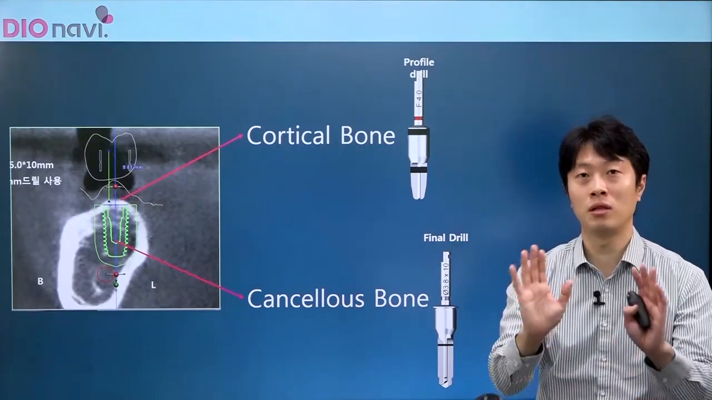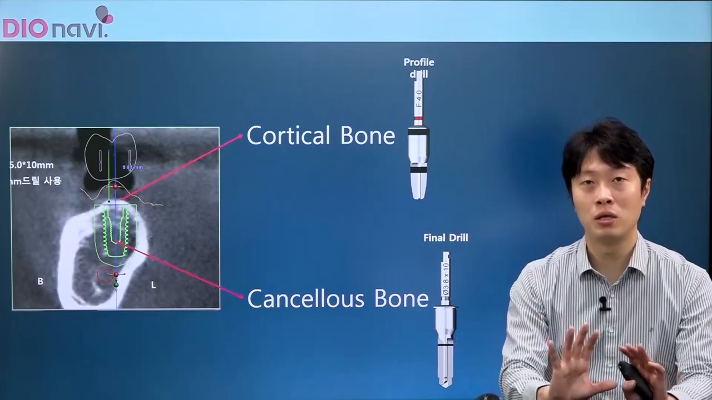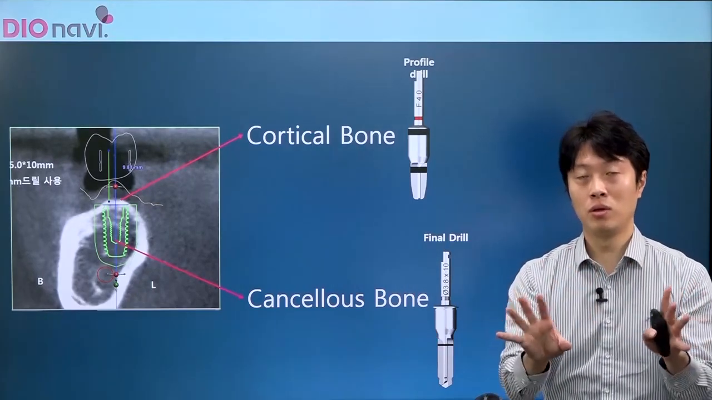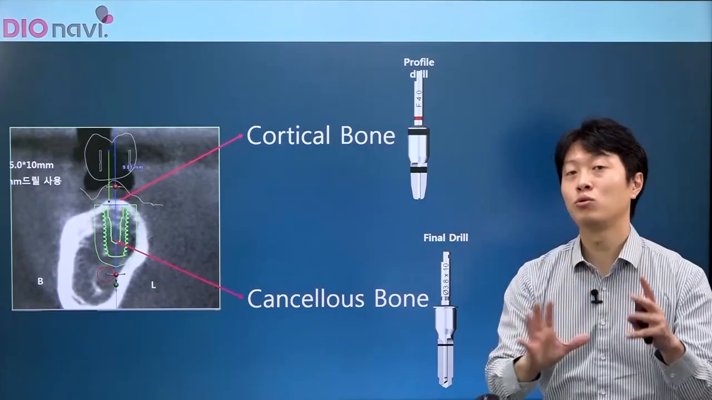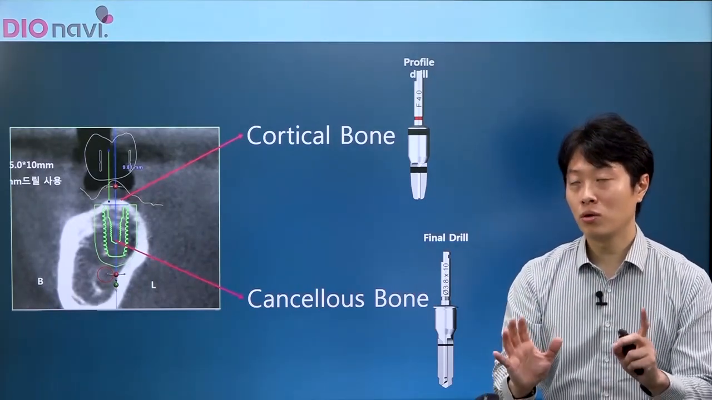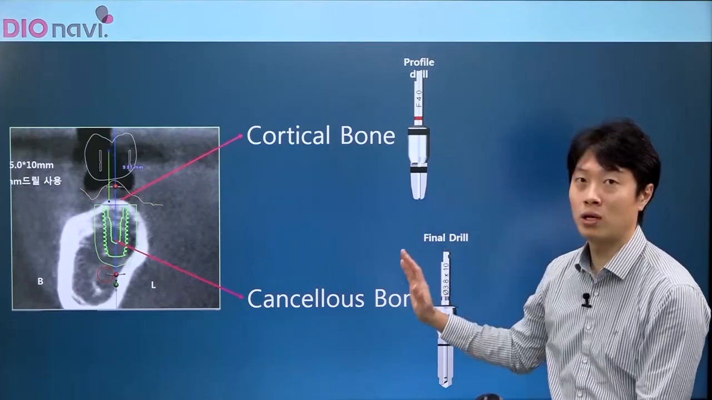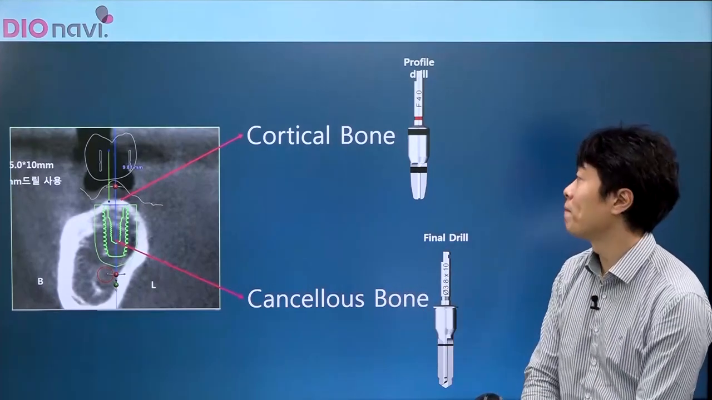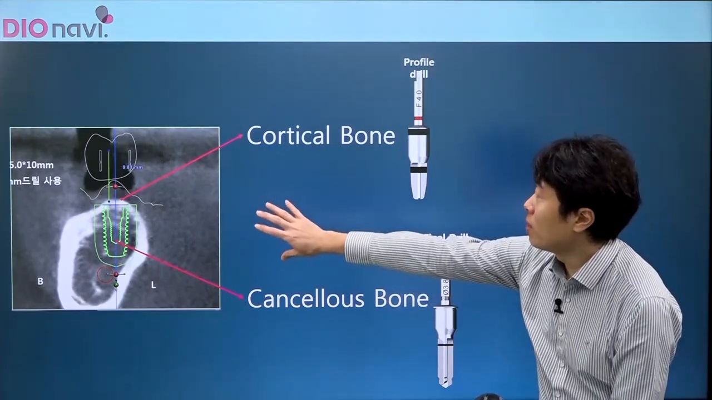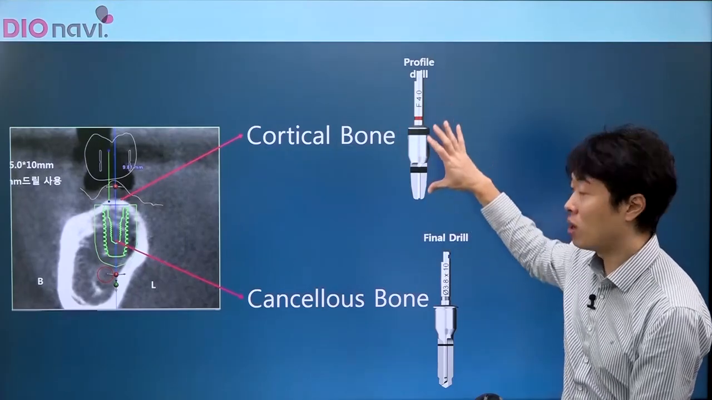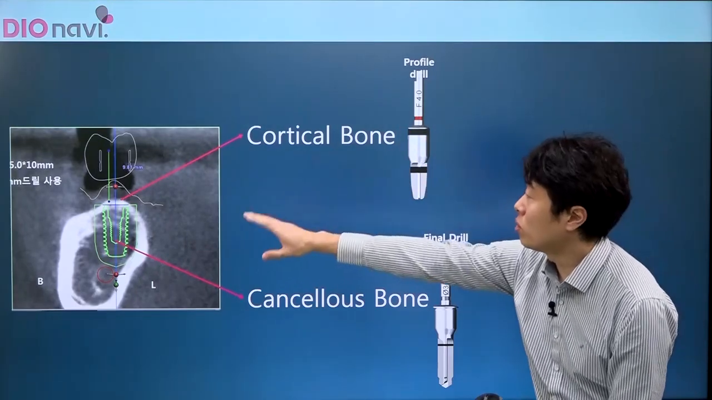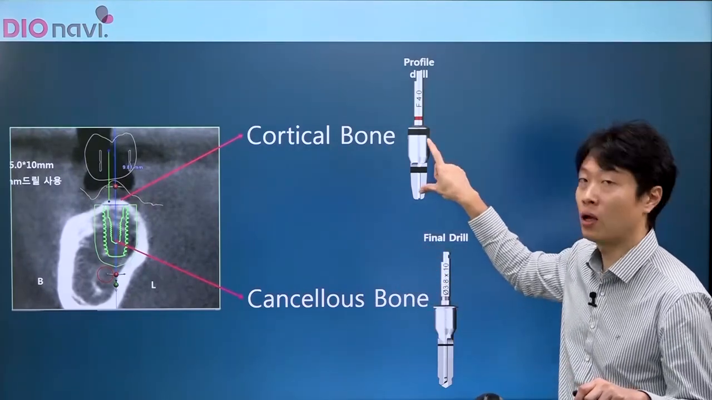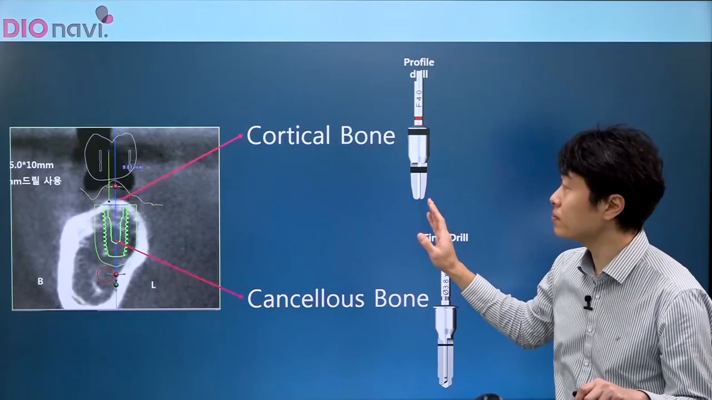But in some patients, the cortical bone is hard, while the cancellous bone has poor quality. On the contrary, the cortical bone is very thin, while the cancellous bone is very hard. As such, you may find various combinations. In this case, adjust drilling with two types of drills, with more and less drilling. If the cortical bone is hard, perform more drilling with the profile drill. If the cortical bone is thin and not hard, you can use less or skip the profile drill.